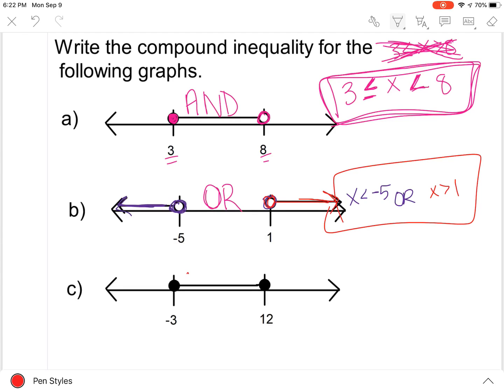This last one, well, this is AND, since it's all connected, both closed circles. So we have -3 is less than or equal to x, which is less than or equal to 12. We could write this as 12 is greater than or equal to x is greater than or equal to -3. Those mean the same thing.